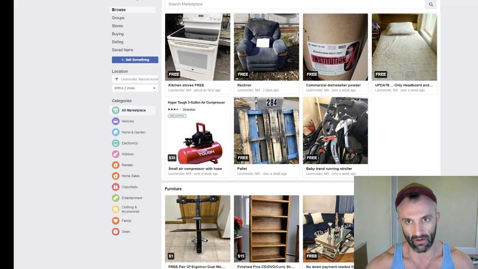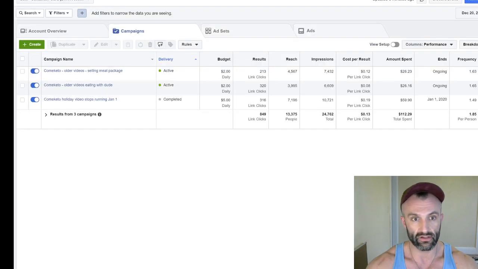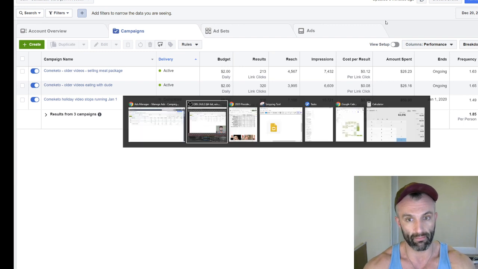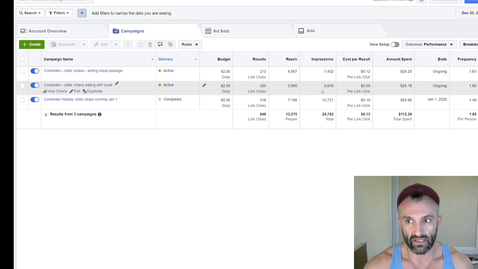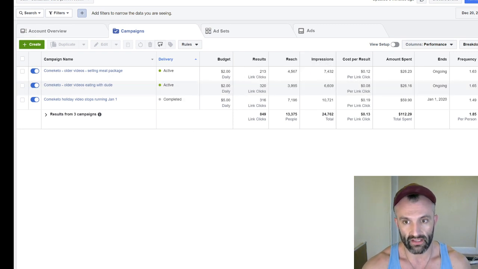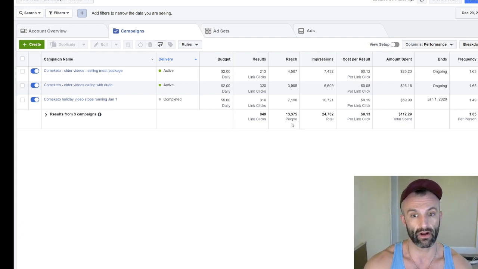And so that is where it started to come into play as I was looking at these numbers, because I'm going to get into them. Let's just take a look here. These are the results for my buddy's business. And we can see that he's paid $112. He's gotten in front of 13,000 people for that price, right?